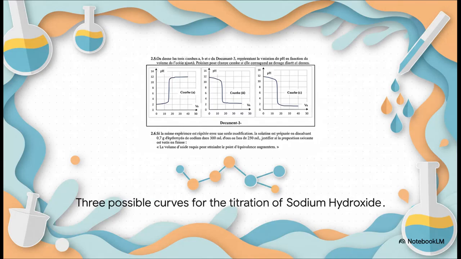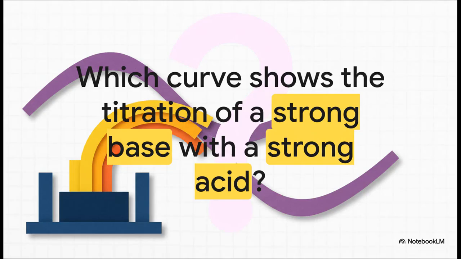So the problem gives us these 3 possible graphs. Each one shows a different way the pH might change as we add hydrobromic acid to our sodium hydroxide. The thing is, only one of these curves can possibly be correct for this specific reaction. So take a quick look. Which one do you think it is? Just think about it for a second.